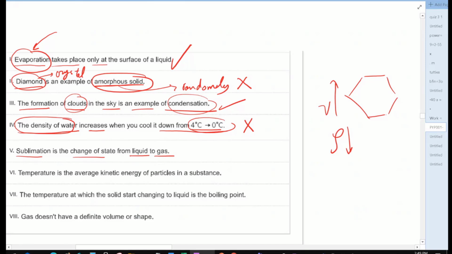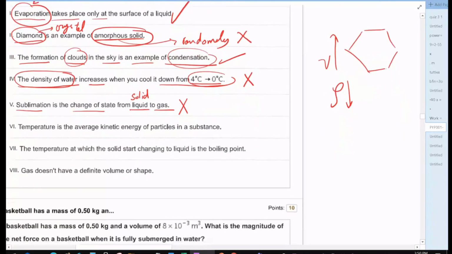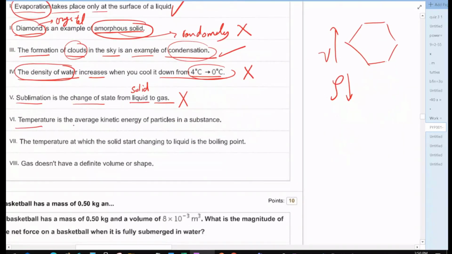What do you think? Sublimation is a change from liquid to gas? No, it's from solid to gas. Temperature is the average kinetic energy of particles in a substance. Is the temperature the average kinetic energy? Yes, the temperature is the average kinetic energy.